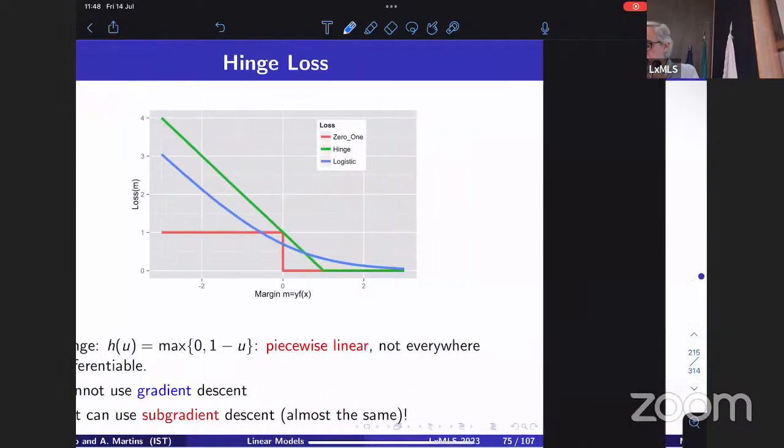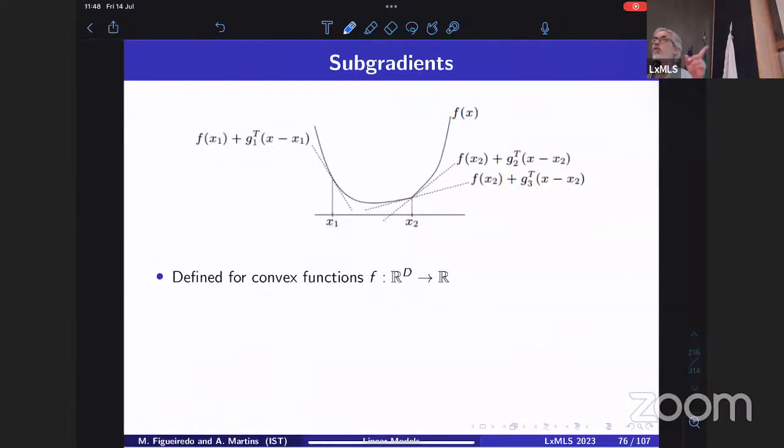Let's see very quickly what a subgradient is. Who knows what a subgradient is? No one? Not a single person knows what a subgradient is? Great, so I can explain. A subgradient is a very easy idea. It's a simple generalization of the idea of a gradient. You know what a gradient is?